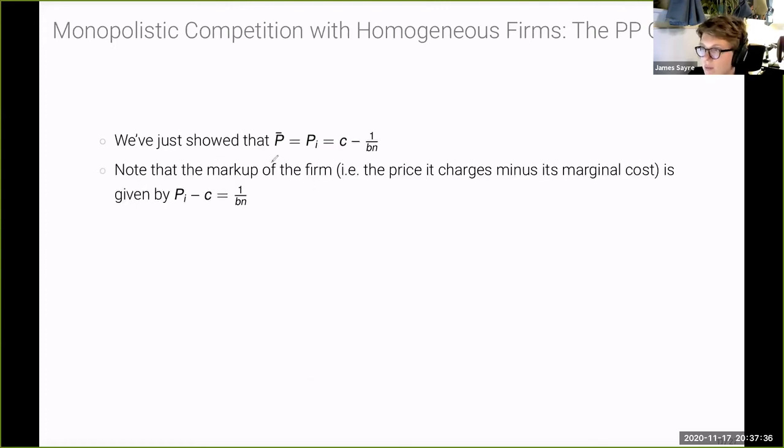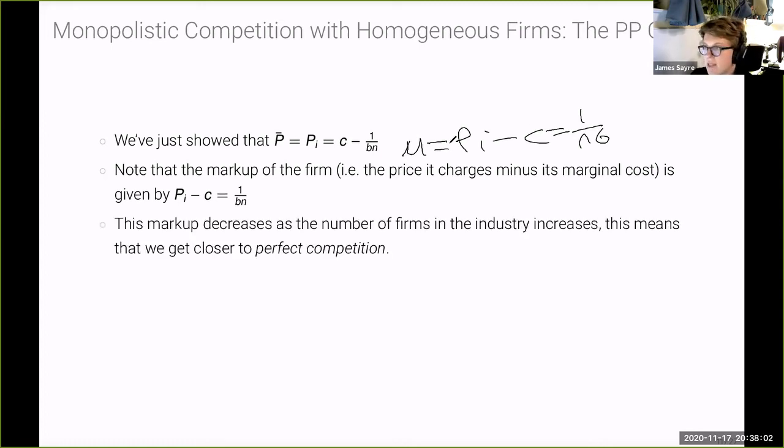So one concept that's going to be important here is the markup of the firm. Some people like to call this mu. The markup is defined by the price that the firm charges minus the marginal cost. And so the markup here is going to be 1 over Nb. As I said, as the number of firms in the industry increases, price gets closer and closer to marginal cost, and so we get closer to perfect competition. If the markup mu is 0, then we're at perfect competition.